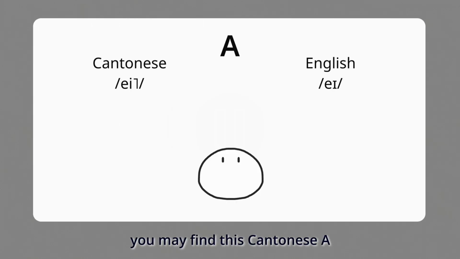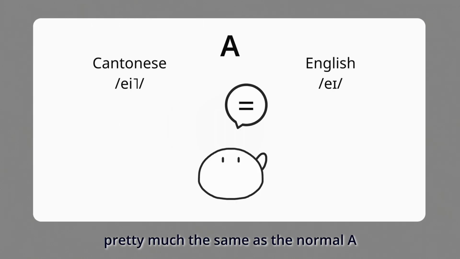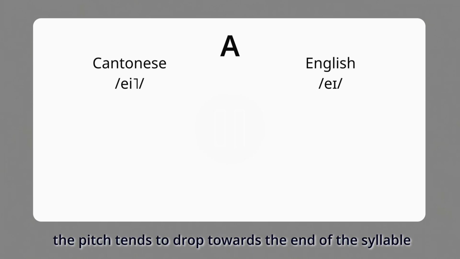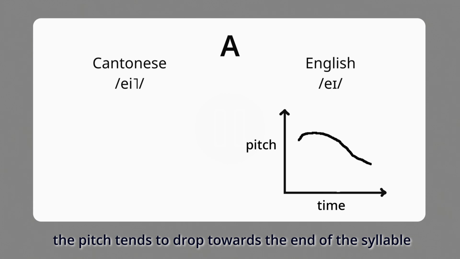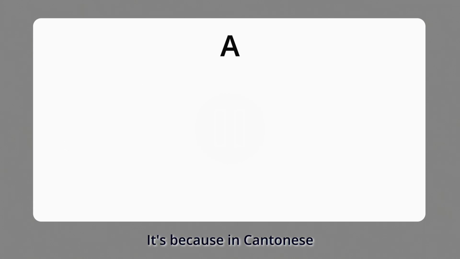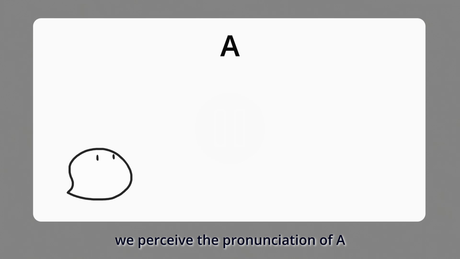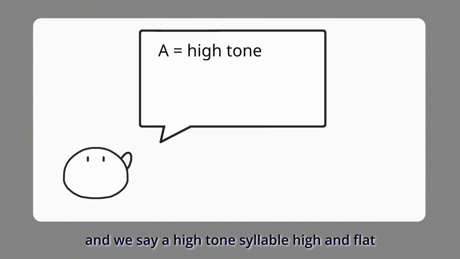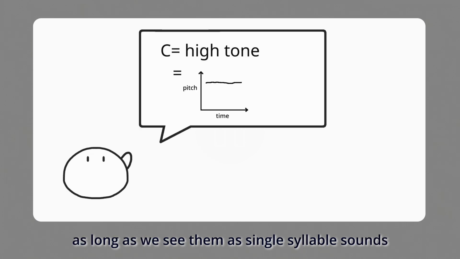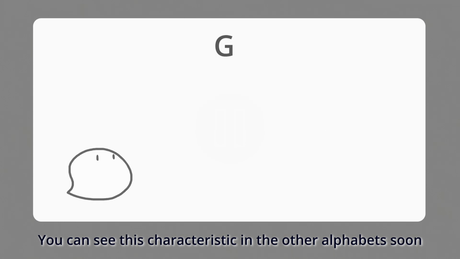When you first hear it, you may find this Cantonese A pretty much the same as a normal A. But there's one thing you may not notice. That's the pitch. In English, the pitch tends to drop towards the end of a syllable, while in the Cantonese accent, the pitch stays pretty high and flat throughout the whole syllable. It's because in Cantonese, we perceive the pronunciation of A as a high-tone Cantonese syllable, and we say a high-tone syllable high and flat. This high-tone interpretation applies not only to the letter A, but to all other alphabets as well, as long as we see them as single-syllable sounds. You can see this characteristic in the other alphabets soon.